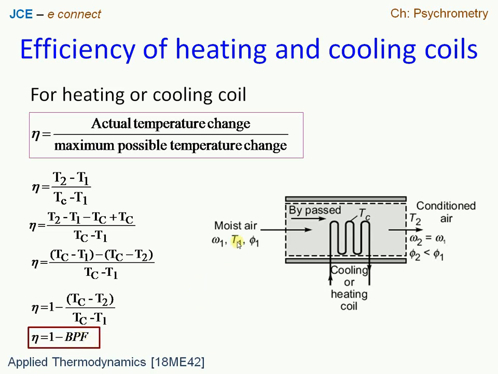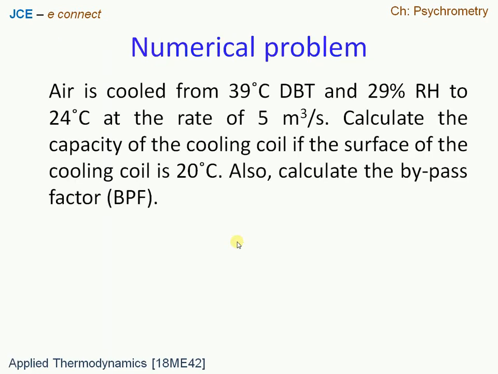So let's move further now, taking up a numerical problem. Here air is cooled from 39 degrees Celsius dry bulb temperature, with a relative humidity of 29%. It has to be cooled to 24 degrees Celsius from 39 degrees Celsius, and the volume flow rate of the moist air is 5 meter cube per second, that is V dot, the volume flow rate. They are asking us to calculate the capacity of the cooling coil, that means the rate of heat transfer Q dot, if the surface of the cooling coil is 20 degrees Celsius. Therefore TC is given to us as 20 degrees Celsius.